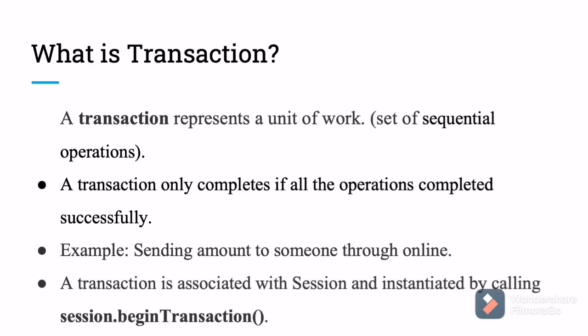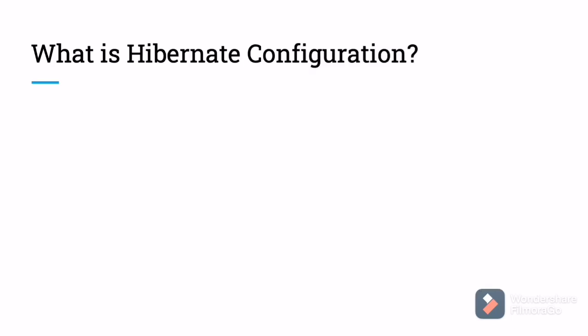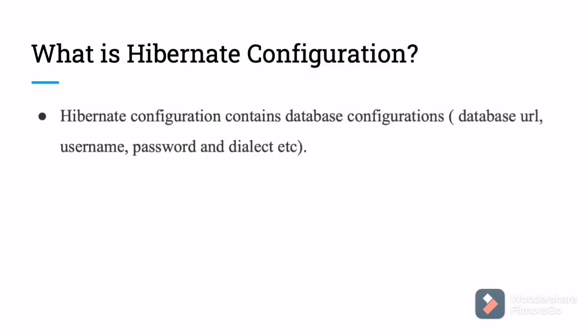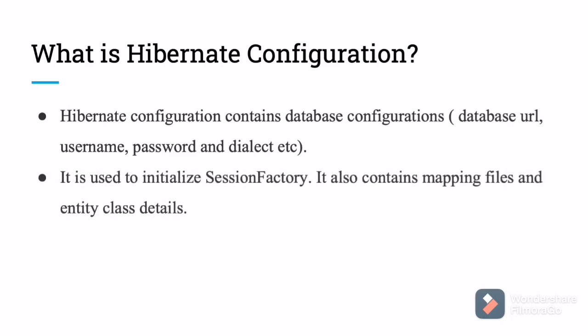This transaction is associated with session and it can be instantiated by calling session.beginTransaction. What is Hibernate configuration? This configuration mainly contains the database related information. That is database URL, username, password, those things will be there. Other than that, it consists of properties to initialize the session factory. Also, it contains mapping files and entity class details.